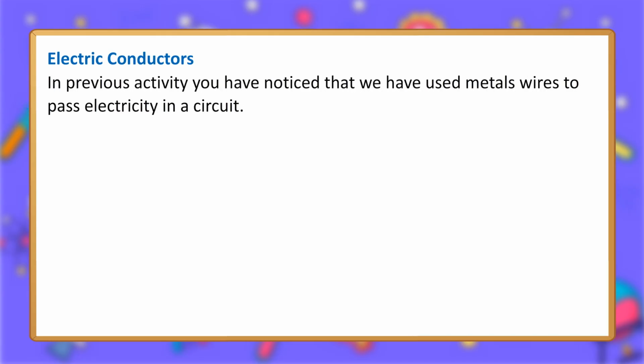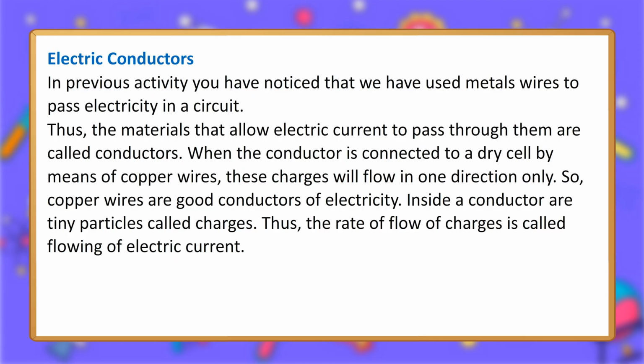Electric conductors. In the previous activity you have noticed that we have used metal wires to pass electricity in a circuit. Thus, the materials that allow electric current to pass through them are called conductors. When the conductor is connected to a dry cell by means of copper wires, these charges will flow in one direction only. So, copper wires are good conductors of electricity. Inside the conductor are tiny particles called charges. Thus, the rate of flow of charges is called the flowing of electric current.